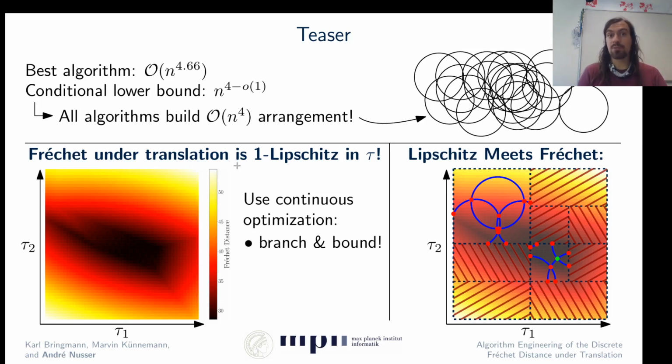But the good thing about the Fréchet distance under translation is that it's 1-Lipschitz in tau. So if you have the translational space, and now you put the value of the Fréchet distance there with this specific translation, then you can actually optimize this using methods from continuous optimization with a branch and bound approach. Unfortunately, this is only approximative, but if we combine it with the arrangement-based approach, then we get our approach, which we call Lipschitz meets Fréchet, and there we actually do both.